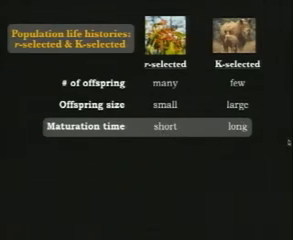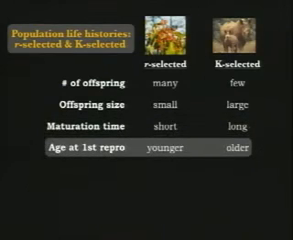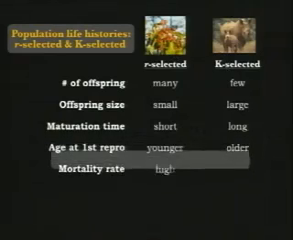Once they do germinate, the K-selected types may take longer to mature, but when they do, they produce offspring that are more heavily invested in, say, acorns, as opposed to these little fruiting bodies on this pin cherry tree. The age at first reproduction may be sooner rather than later. Some generalities to think about, okay?